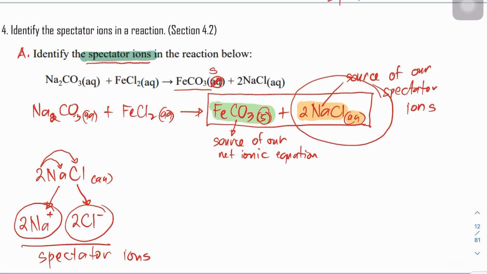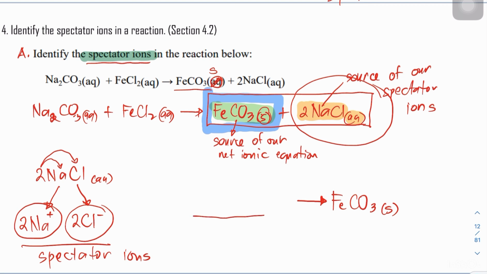Another one is the net ionic equation. For example, how do we write the net ionic equation? As I said, our focus for the net ionic equation is the solid precipitate. So we simply write down as our product FeCO3. Just copy everything. That is our product here.